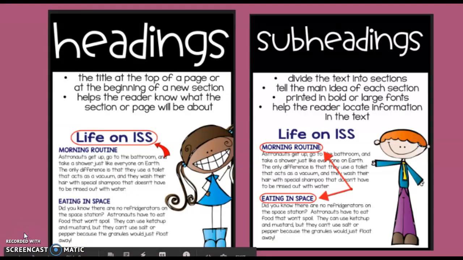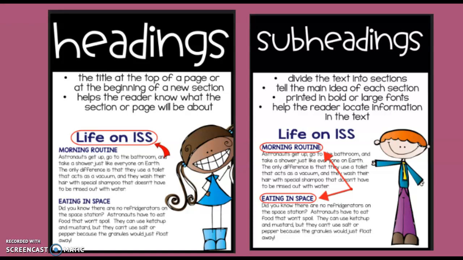All right, now we've seen this a lot when we read informational texts like our books that we get with our EEI about the mule deer and about the different types of people who make food, produce food, consume food. These are headings. A heading is the title at the top of a paper or at the beginning of a new section, like a paragraph. And it helps the reader know what the section or page will be about.